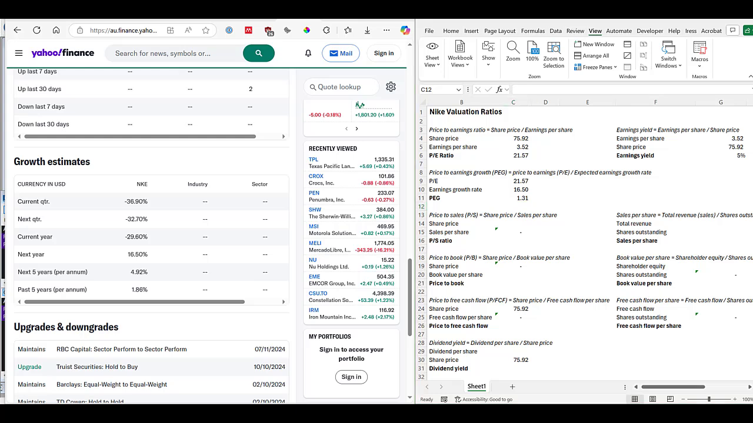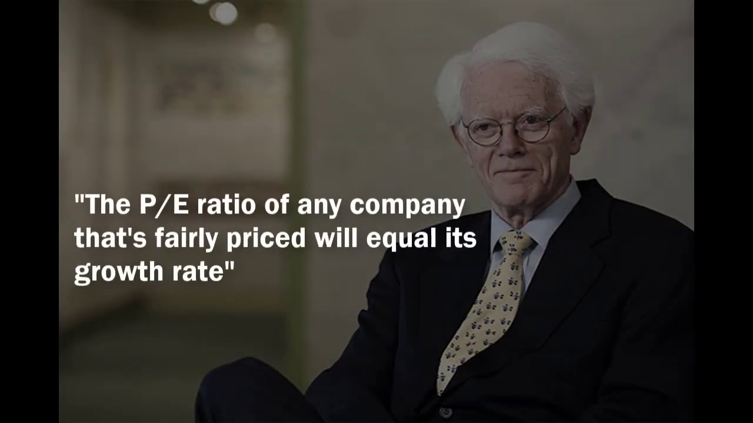This means you are paying 1.31 times what Nike is expected to grow by next year. The lower the PEG ratio, the less you are paying for the company's earnings growth. Fund manager Peter Lynch famously believed that a company with a PEG less than 1 was undervalued.